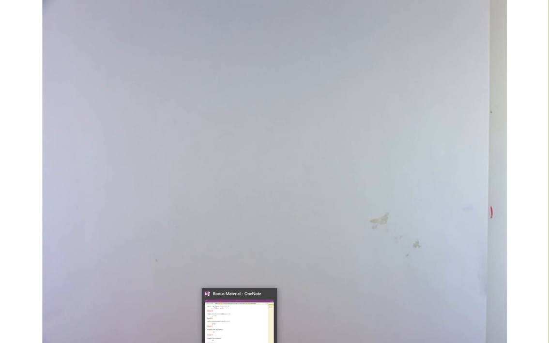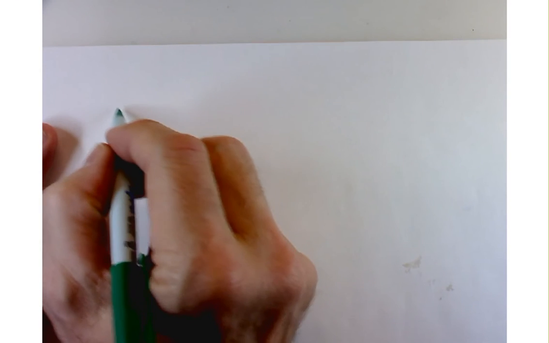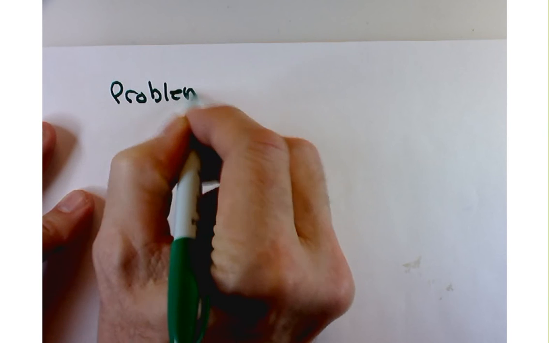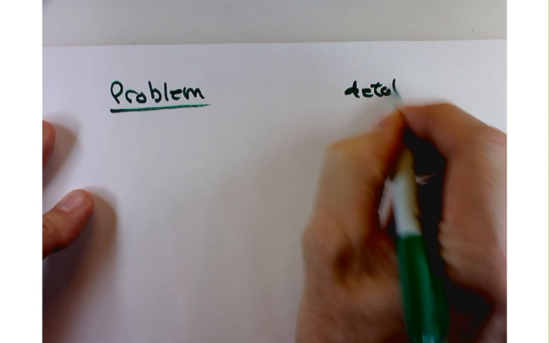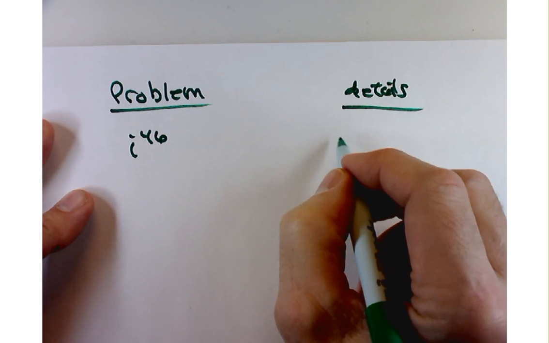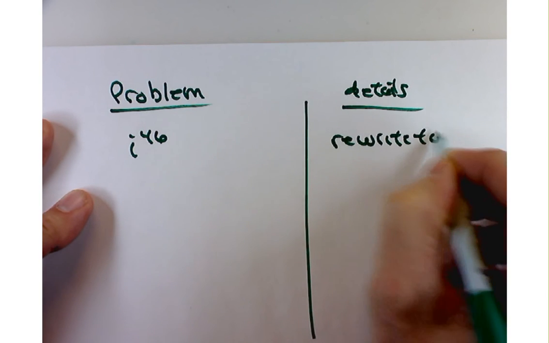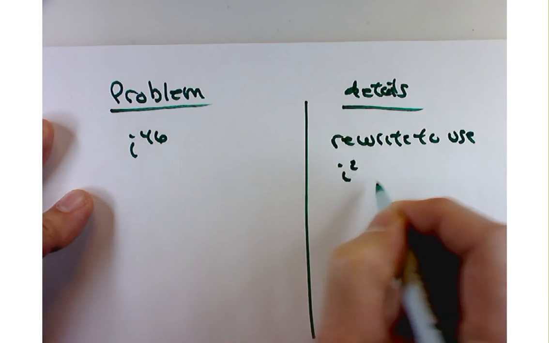Okay, just a couple more here to finish up. Take a look at F and G. So i to the 46 and i to the 95th. So the problem, and then details. i to the 46. Our goal here is to rewrite to use i squared.